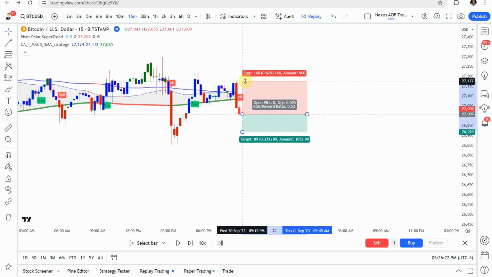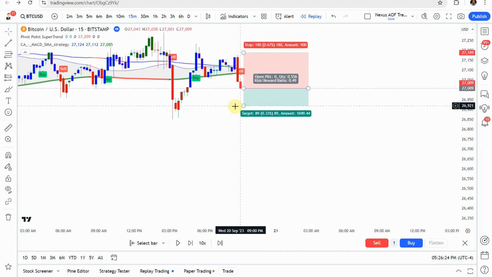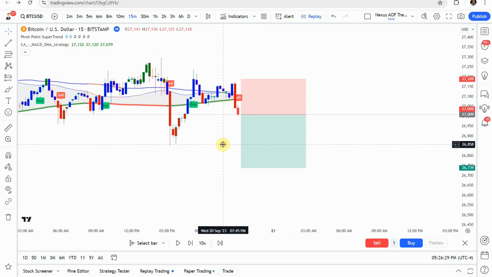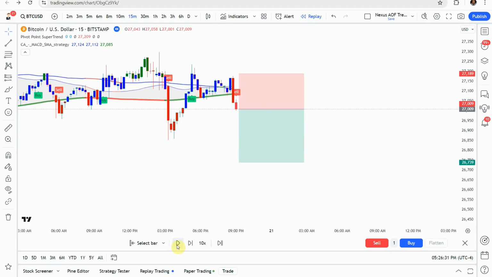Put our trade right here, put our stop just right above this pivot, and target a 1 to 1.5 risk reward, just like before. Let's go ahead and play this one forward and see how this one plays out.